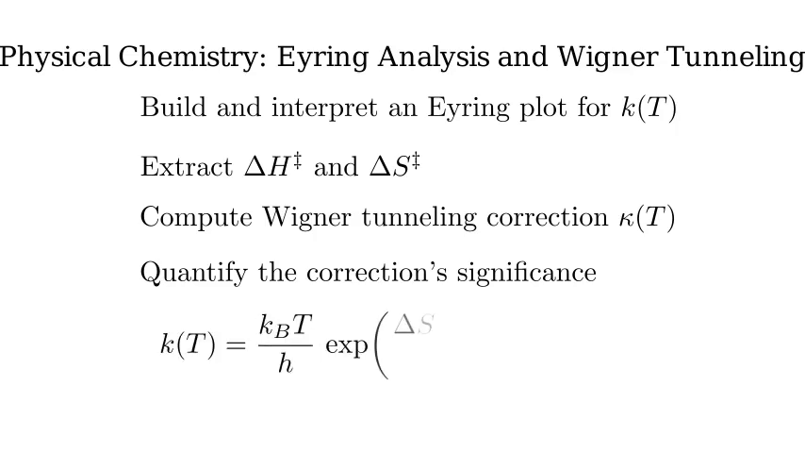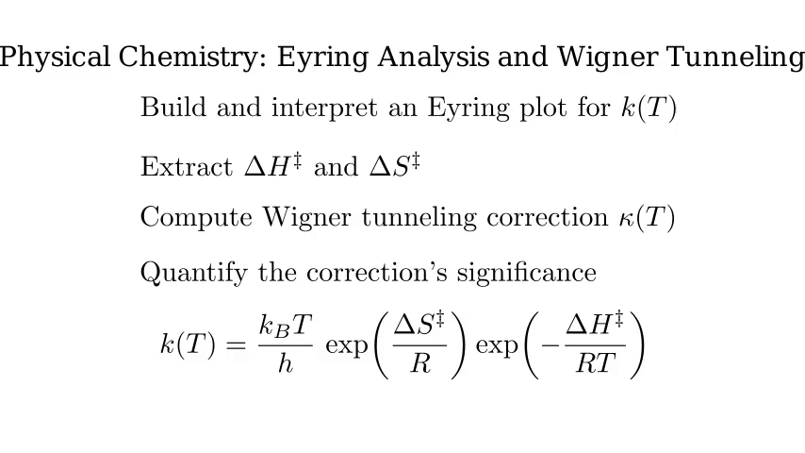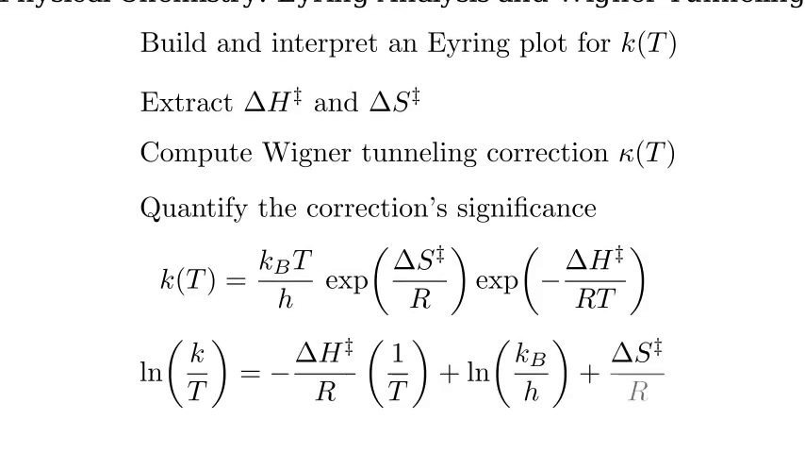The transition state theory rate constant is k of T equals k_B T over h times the exponential of delta S double dagger over R times the exponential of negative delta H double dagger over RT. If we take the natural log of k divided by T, we get a line in 1 over T with slope negative delta H double dagger over R and intercept log of k_B over h plus delta S double dagger over R. Let's build the Eyring plot.